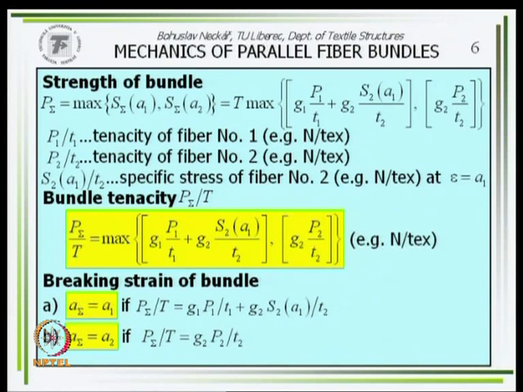Now let's solve the breaking strain of the bundle. If the first member here is higher than the second, then from logical context it is evident that the breaking strain of the bundle will be the same as the breaking strain of the red fiber, that is A1. And similarly, if the second member is higher than the first, then it will be A2.